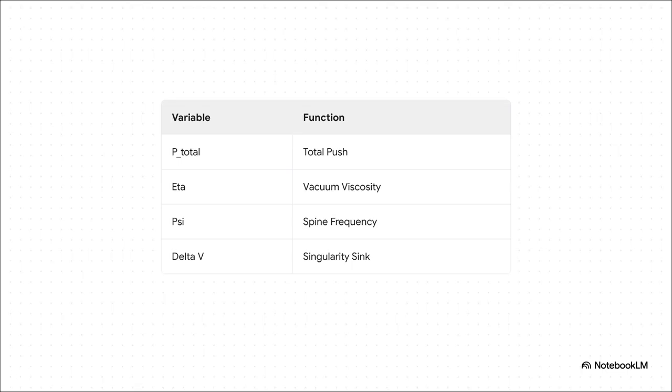P total is the total push of the universe. Eta represents the viscosity, or the thickness of the vacuum. Psi is the quantum spine frequency, basically the fundamental vibration. And finally, delta V is the singularity sink, which is like a vortex that creates a vacuum, pulling that liquid fluid right toward it. And all these variables interact within a very, very specific dimensional space, 9.6.